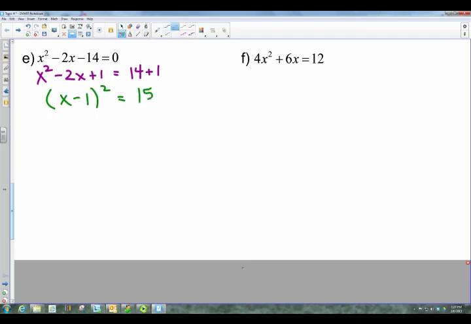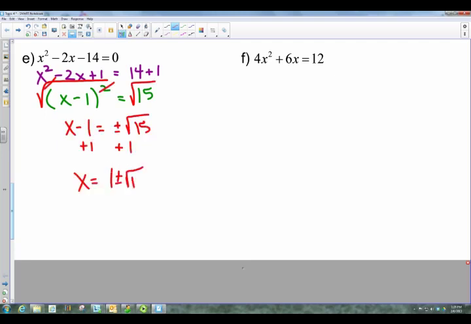Now once you get to this point, you take that square root. So your square and your square root cancel. You got x minus 1 equals the plus and minus square root of 15. That cannot be reduced. And then add 1 to both sides. So you get 1 plus or minus the square root of 15. And hopefully that's the answer you guys were able to get.